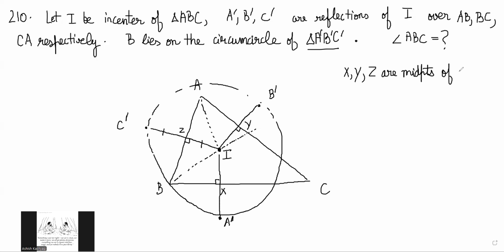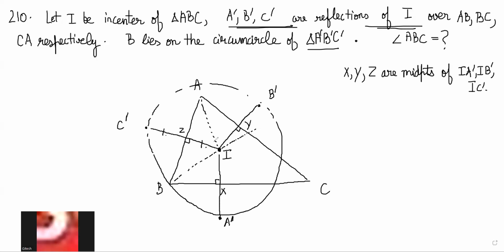of IA', IB', IC'. So how are they the midpoints? Because it's the reflection. In the question, only reflection has been said, no? Yes, sir. It's the reflection, so it is the midpoint, Z, right?